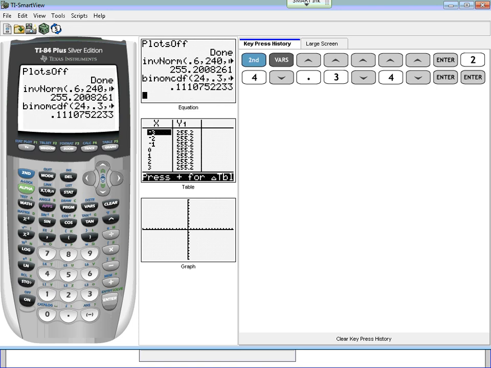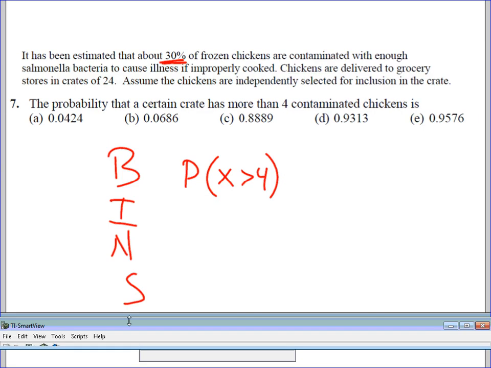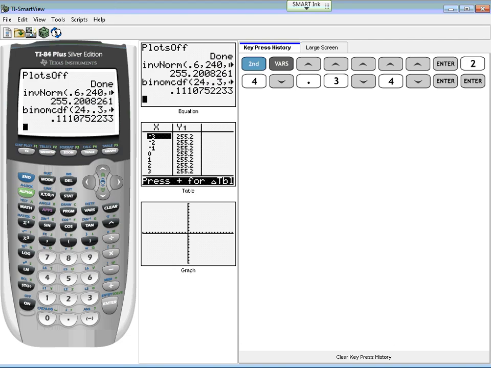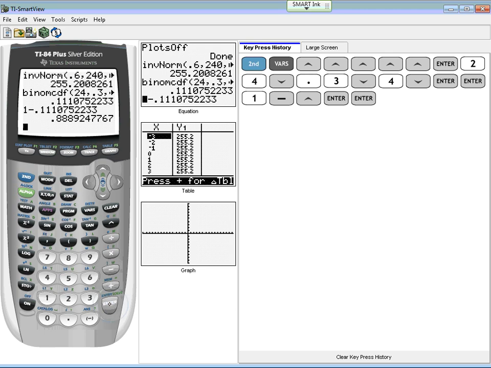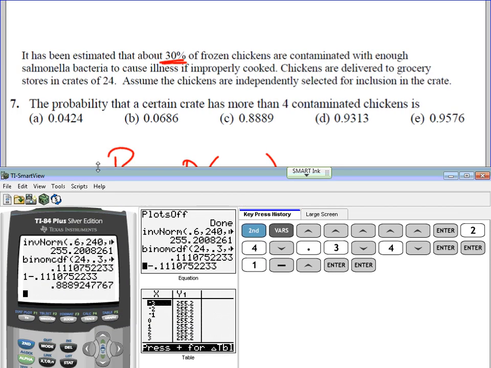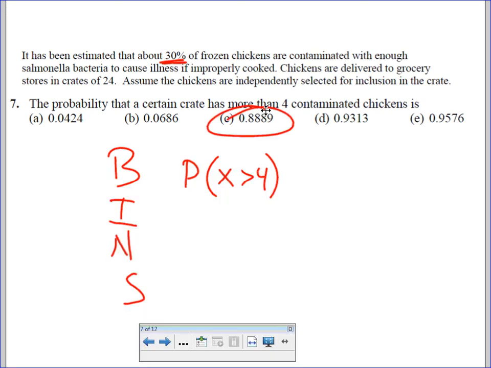And we get that. But if we look, the question asks what would be the chance that we would have more than 4? So we're going to go 1 minus our answer, and we get that. So our answer is C.